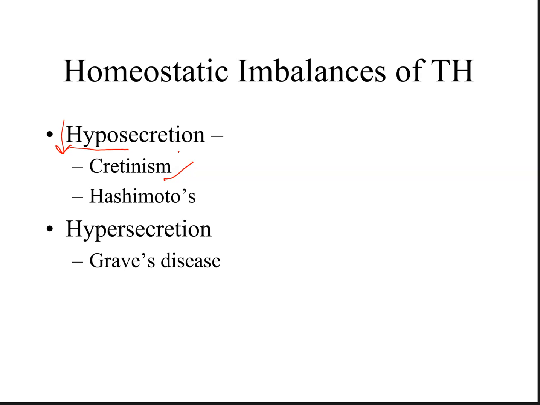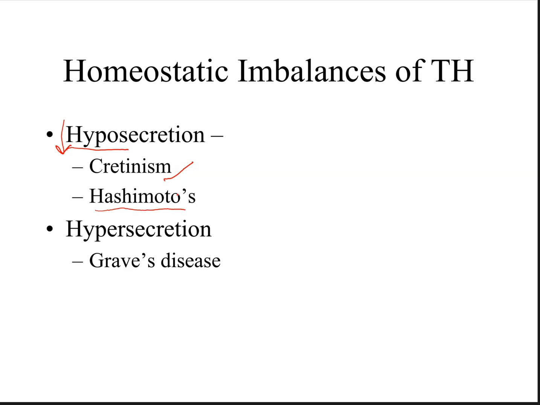thyroid hormones largely affect cellular respiration, heat production, metabolism, growth and development of the body. So when a baby does not have enough thyroid hormones, it leads to severe mental retardation and birth defects, and this condition is known as cretinism. In adults, this condition can lead to a condition known as Hashimoto's disease, or you can simply call it hypothyroidism.